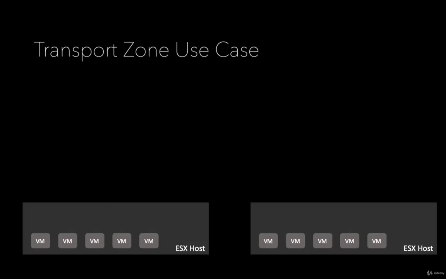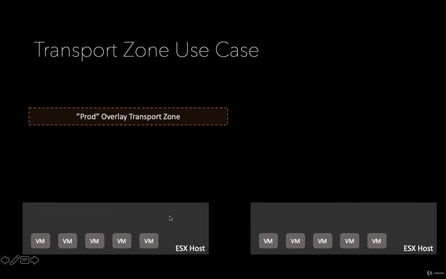All right, so as usual, we have our ESX host. In this case, we have two ESX hosts, and we have some VMs sitting on top of them. Now, we create what's called a transport zone, and when we create a transport zone, we define a type. It can either be an overlay transport zone or a VLAN transport zone. Basically, if it's an overlay transport zone, it can only have overlay network segments tied to it. And if it's VLAN, it can only have VLAN segments tied to it.